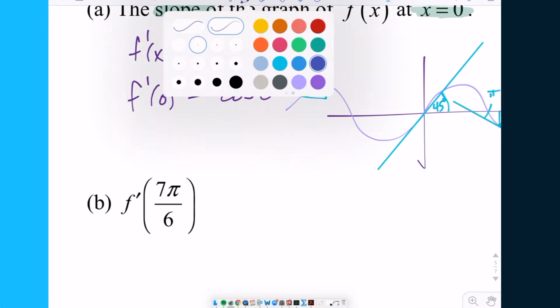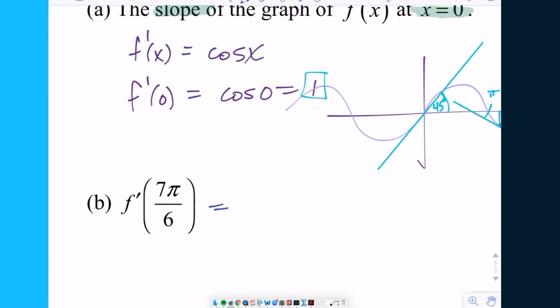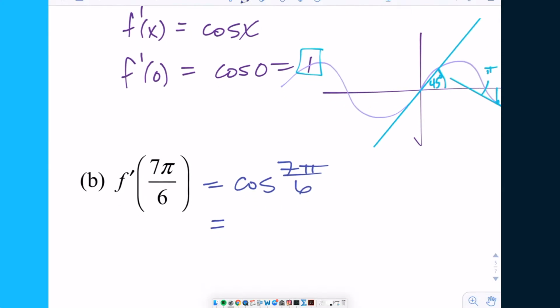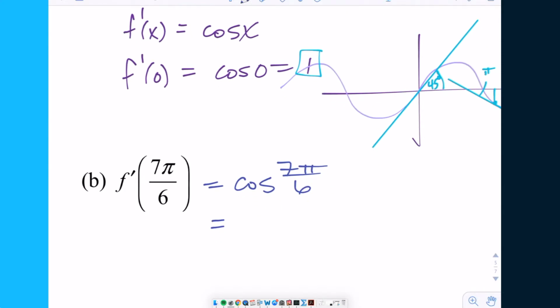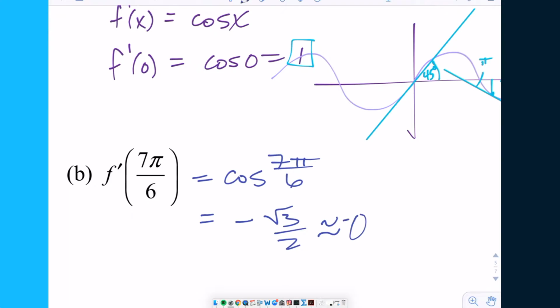Okay, so let's see what it actually is. F prime of 7 pi over 6 is nothing more than cosine of 7 pi over 6, which of course we know is what? Negative square root of 3 over 2. Does anyone know what that is as a decimal, approximately? Negative 0.8-ish. So that makes sense, because the magnitude is 0.8, which is less than 1.